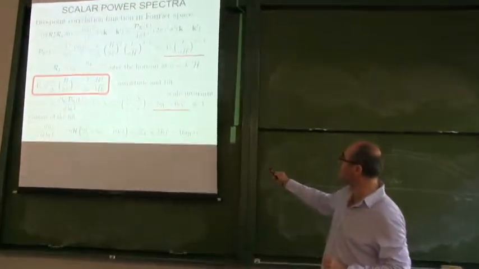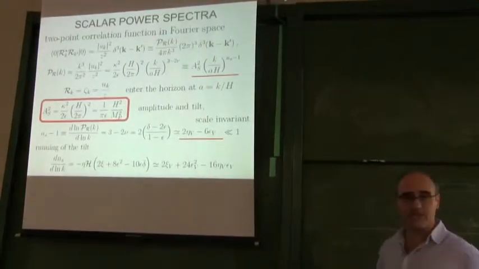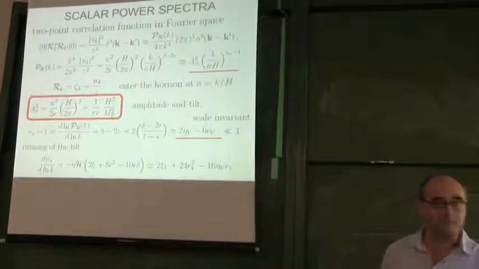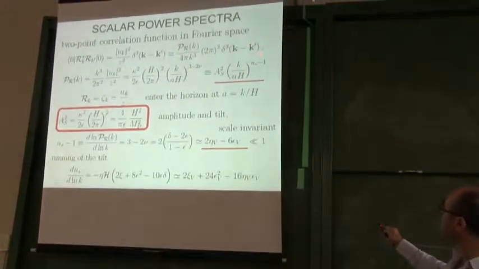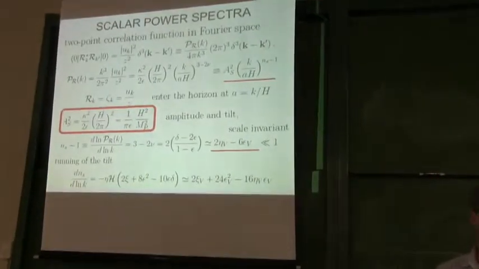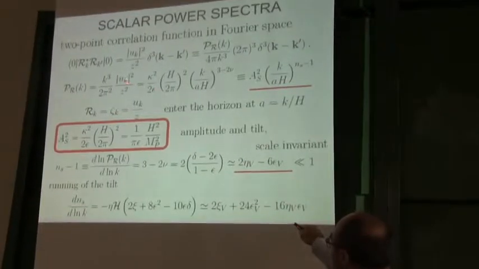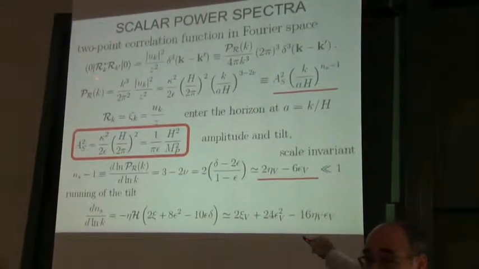The correlation function is the power spectrum over 4π k cubed. This is, if you want, the power spectrum per logarithmic interval in wave number. It's a two-point correlation function, which is a delta in k and k prime. That means modes are uncorrelated. And the amplitude is proportional to the ratio of u_k over z. Remember that was constant.